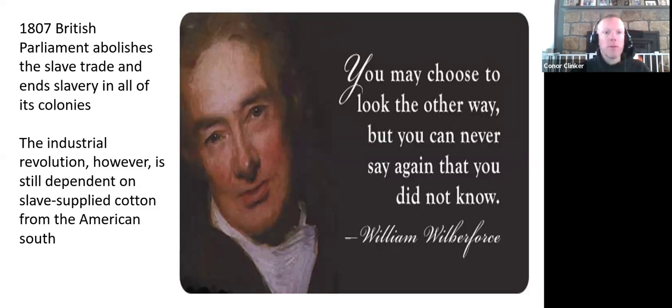However, the Industrial Revolution, especially the textile factories where they're making clothing, for example, is still dependent on cotton from the American South, where there was still slavery. Now, roughly 50 years after this, the American Civil War happens, and then slavery ends in the United States as well. But this is the beginning of the end of slavery. It is a miracle.